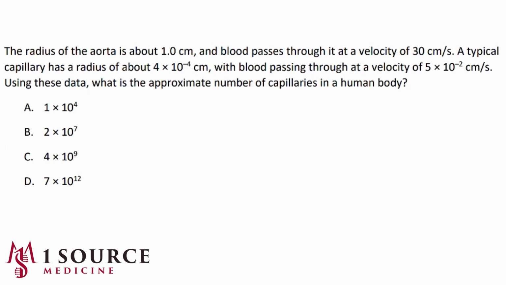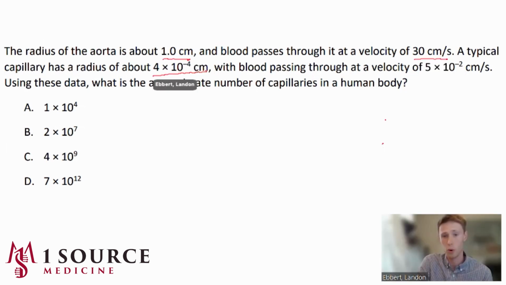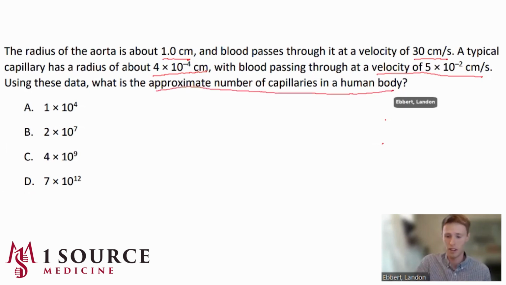I'll read through it and try to familiarize yourself with it. It reads, the radius of the aorta is about 1 centimeter, and blood passes through it at a velocity of 30 centimeters per second. A typical capillary has a radius of about 4 times 10 to the negative 4 centimeters, with blood passing through it at a velocity of 5 times 10 to the negative 2 centimeters per second. Using these data, what is the approximate number of capillaries in a human body?